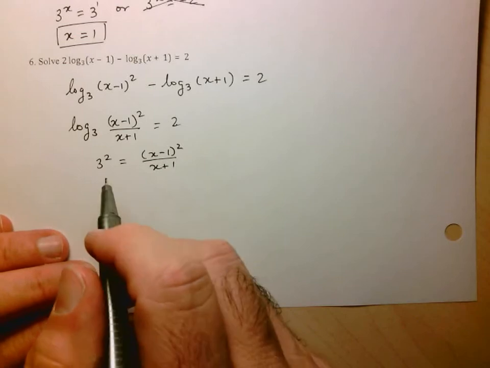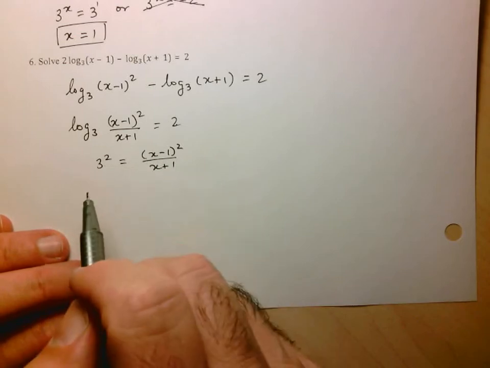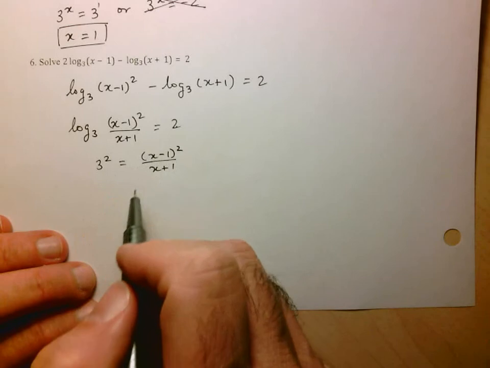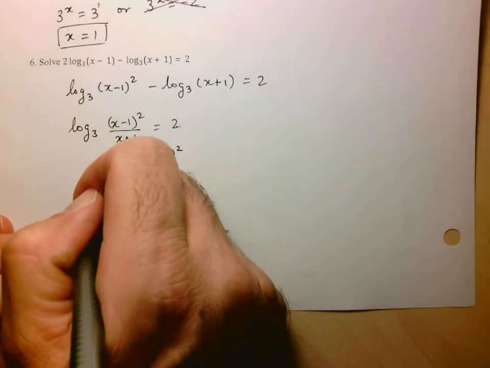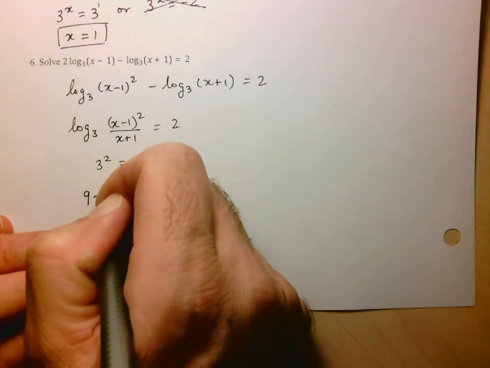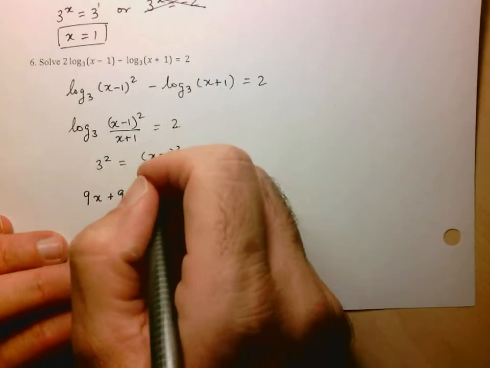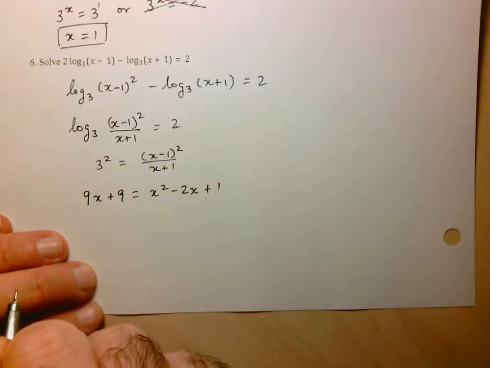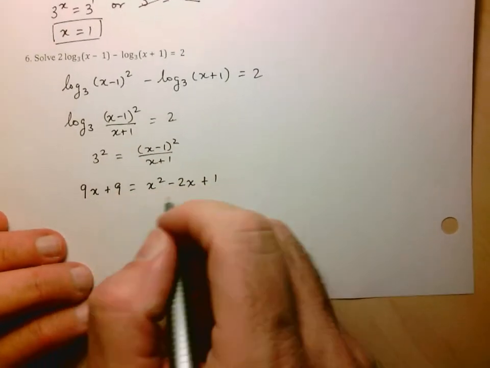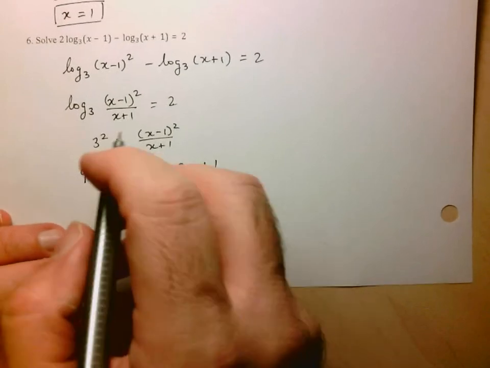So the way we solve rational equations is we multiply both sides by the lowest common denominator. In this case here it will be x plus 1. So this is 9 times x plus 1. So on the left hand side I've got 9x plus 9. And then here I've got x squared minus 2x plus 1. And so now I just have a quadratic equation, which is nice and easy to solve.